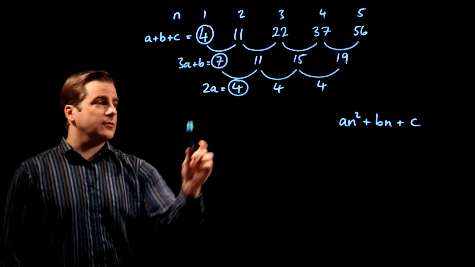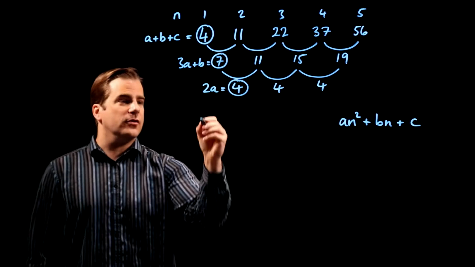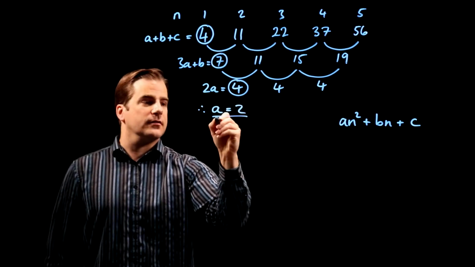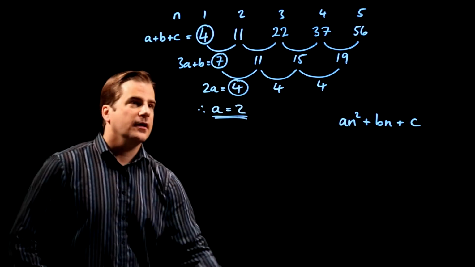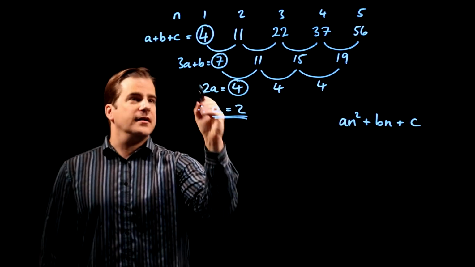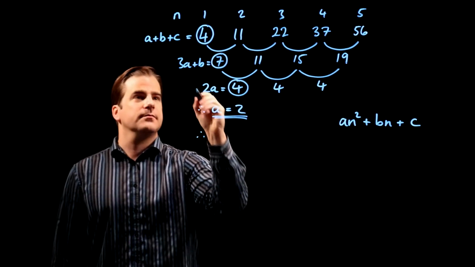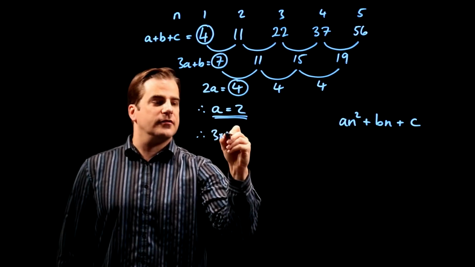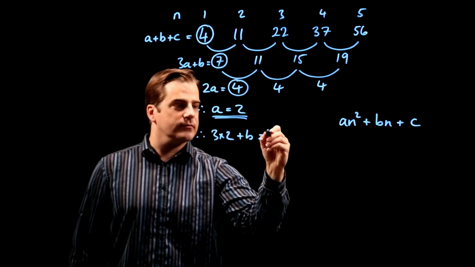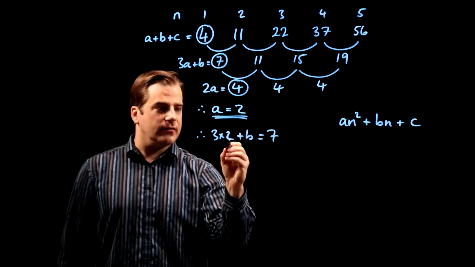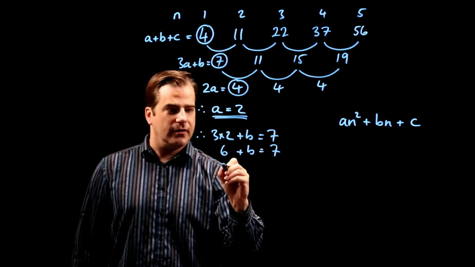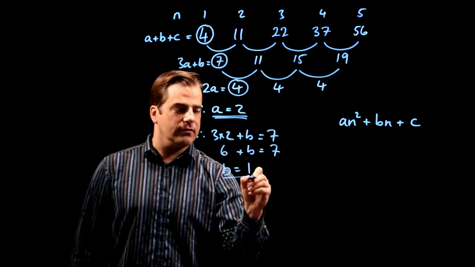Okay, so we'll start with this one. 2a is 4, therefore straight away we can say that a is 2. Okay? Next, move up to here. If a is 2, we can say therefore 3 times 2 plus b is equal to 7. Okay? So 3 times 2 is 6 plus b is 7. Therefore b is equal to 1.